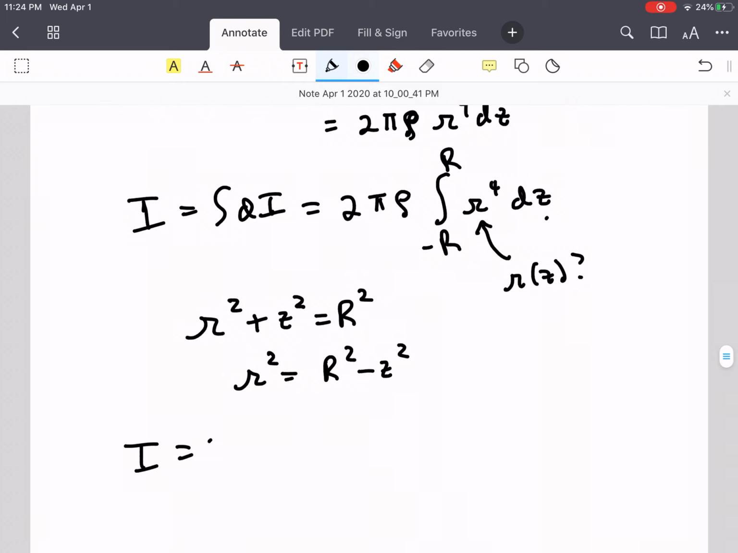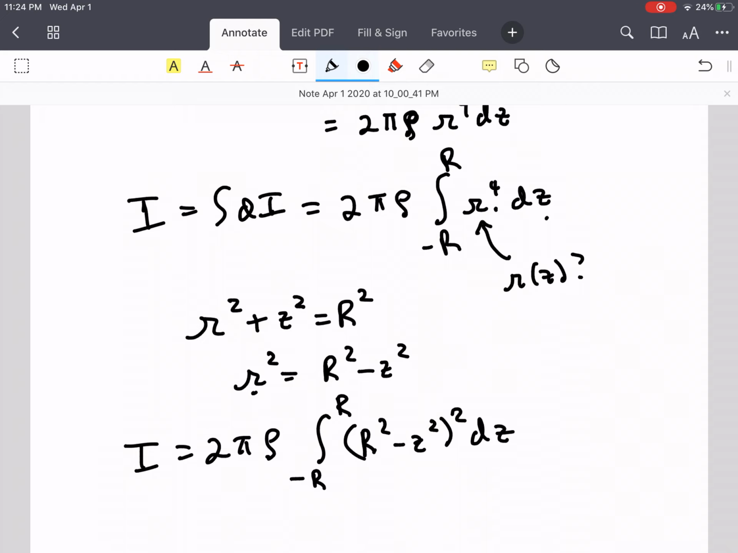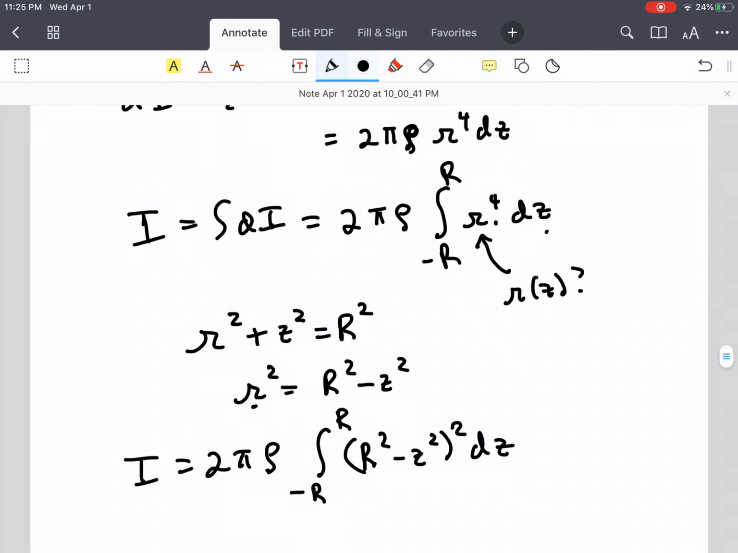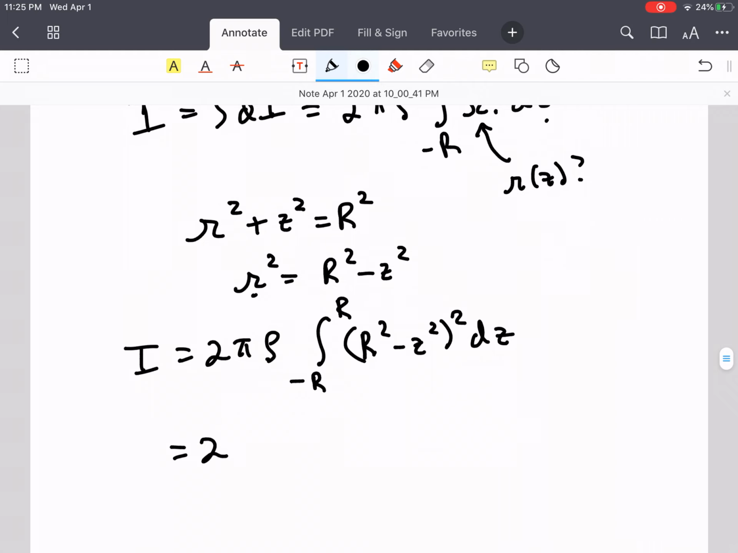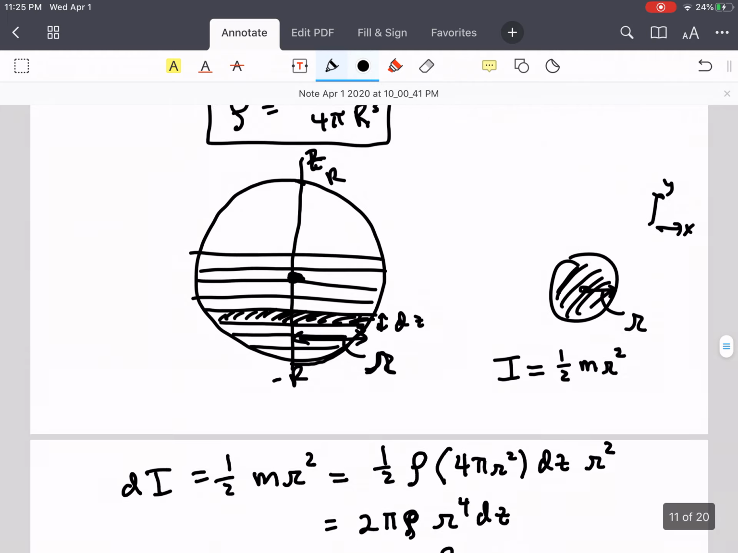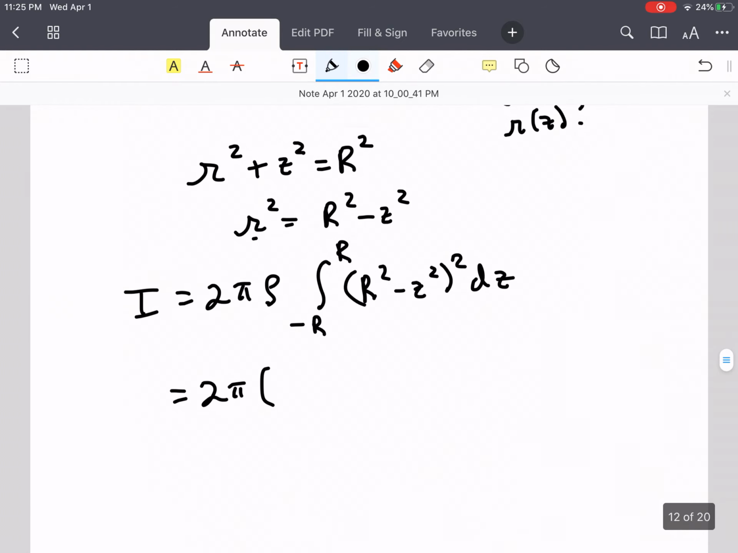Moment of inertia is 2 pi rho times the integral from negative R to capital R of r squared squared. So that's capital R squared minus z squared squared dz. And this is something you can do. It's in the notes. I don't find the algebra particularly exciting. You just basically do this integral. Yeah, what the hell? I got a couple minutes here. So that's 2 pi. The density rho we can go ahead and just copy over. That's 3m over 4 pi R cubed.